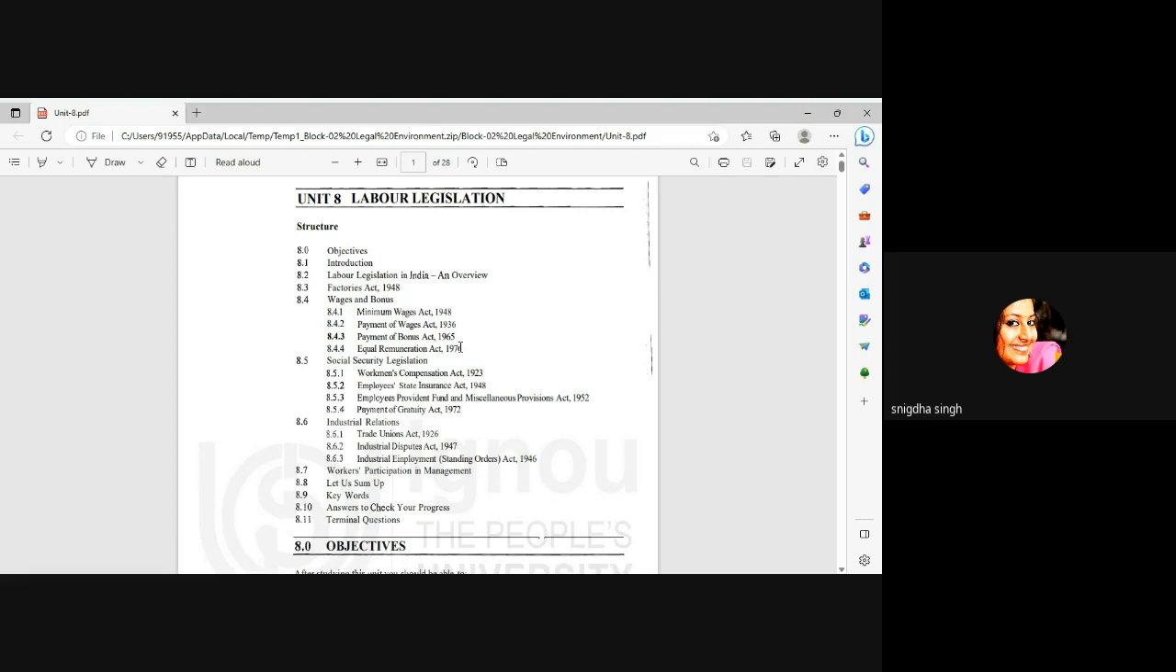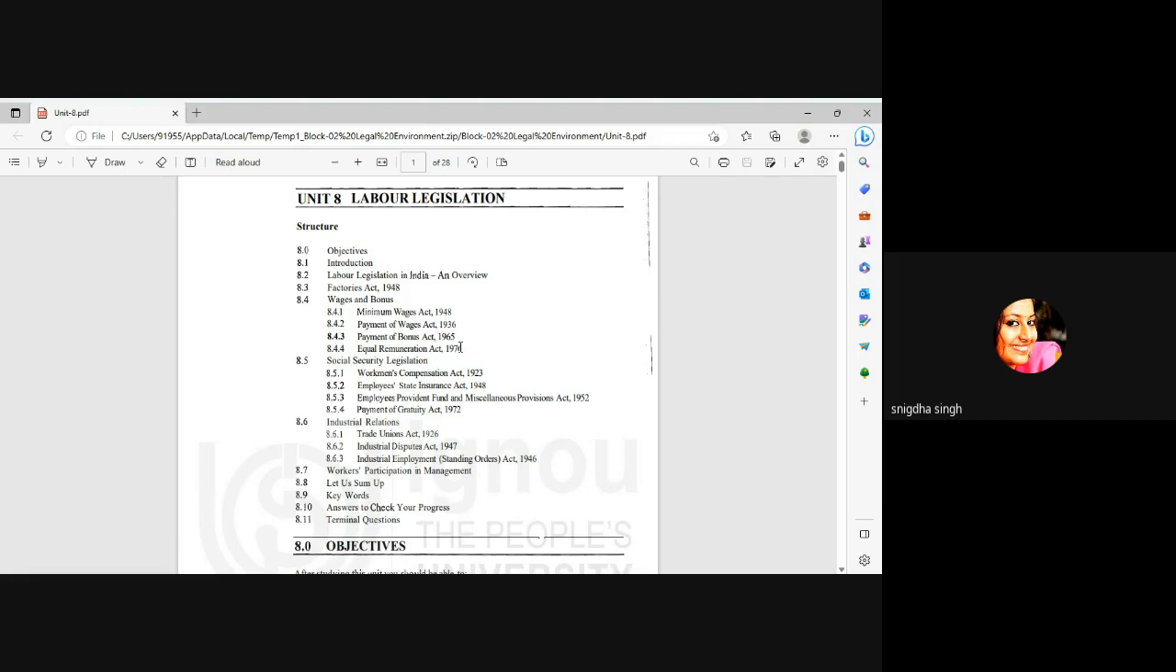And then there are certain acts under industrial relations, wherein the Trade Union Act takes care of all the legislations related to the associations or the unions which get formed in the organization, in the factories. The Industrial Disputes Act looks after the arbitration, the negotiation, the bargaining, and how the disputes will have to be settled between the management and the employees, or between the board members, and so on and so forth. And then finally, workers' participation in management. This is a recent concept.